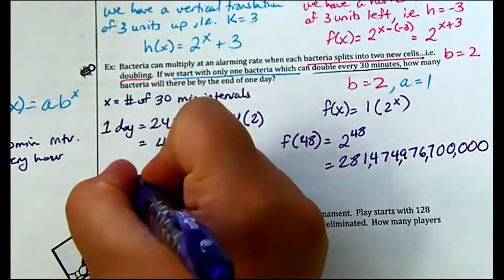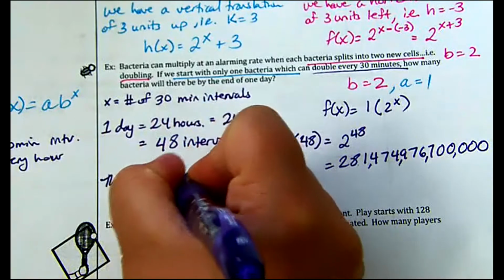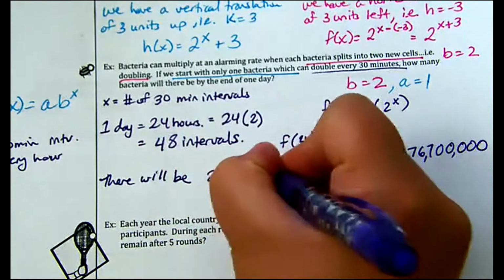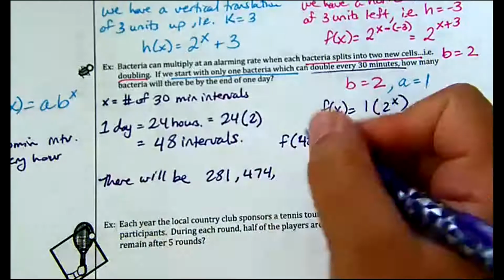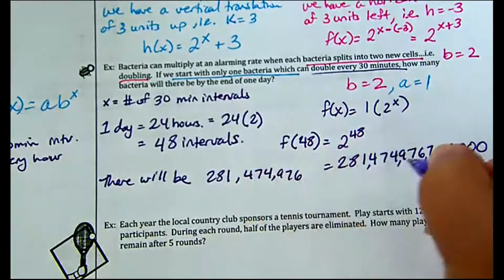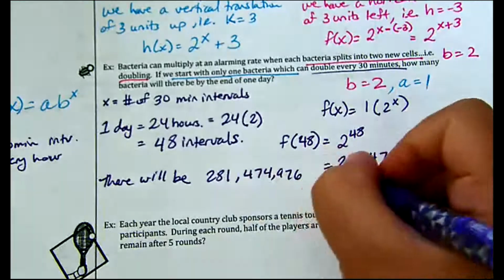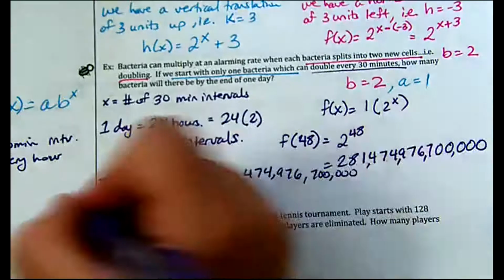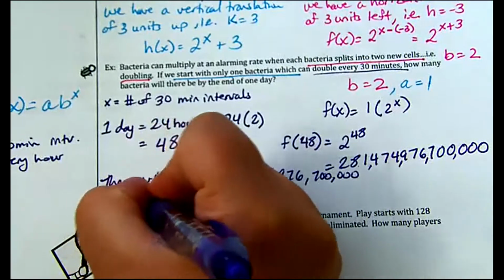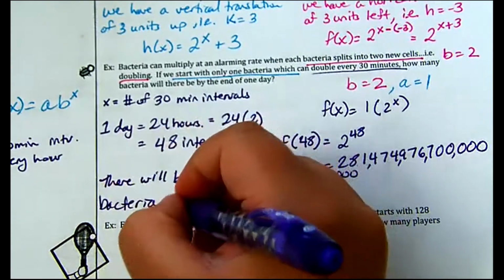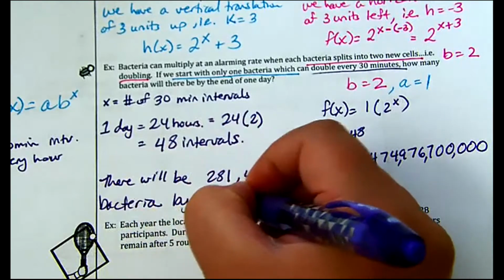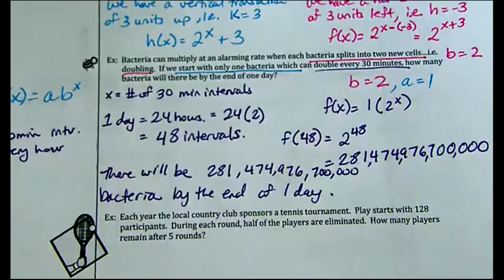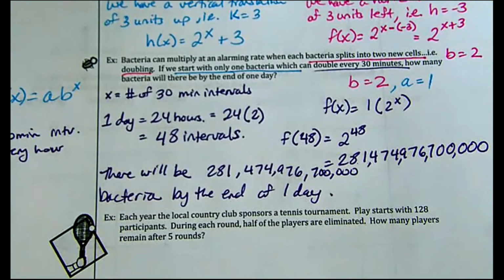So there will be 281,474,976,700,000 bacteria by the end of one day. Oops, I wrote that too high up. Eesh.